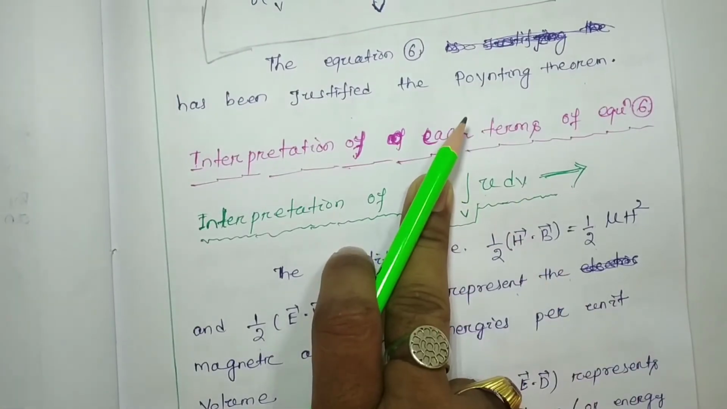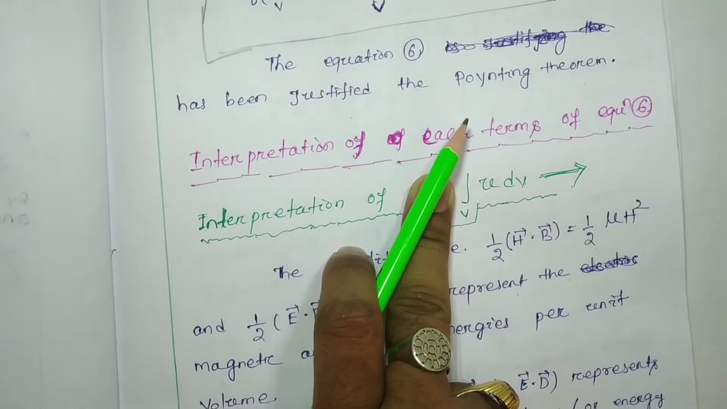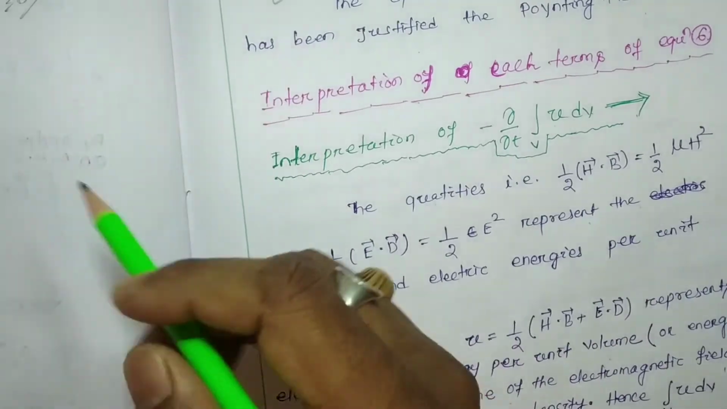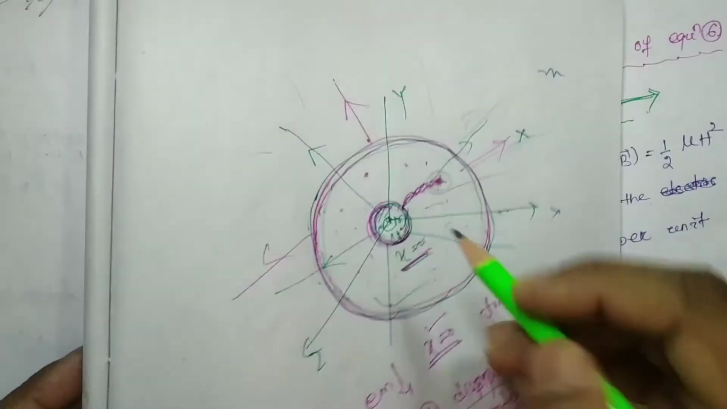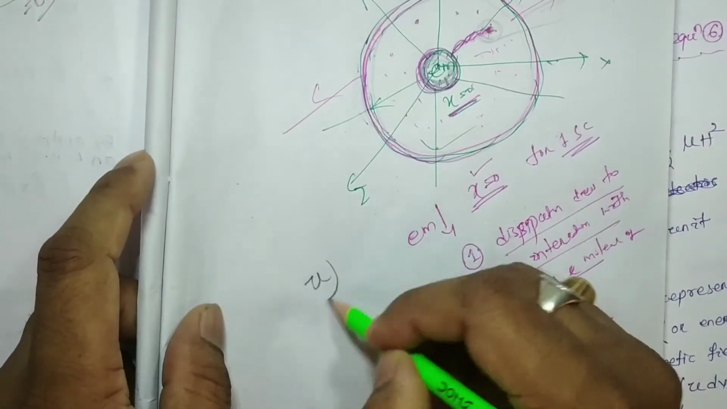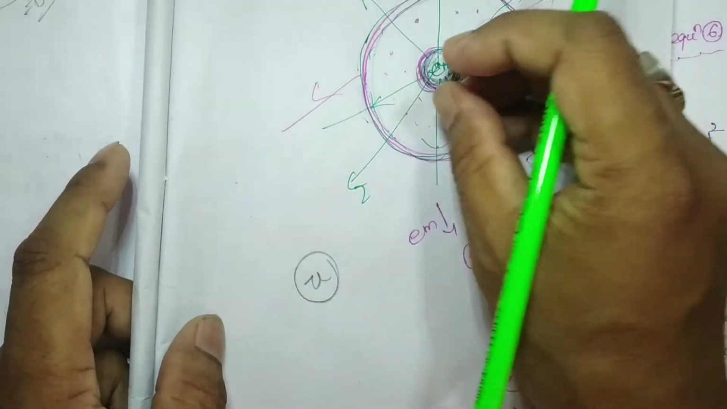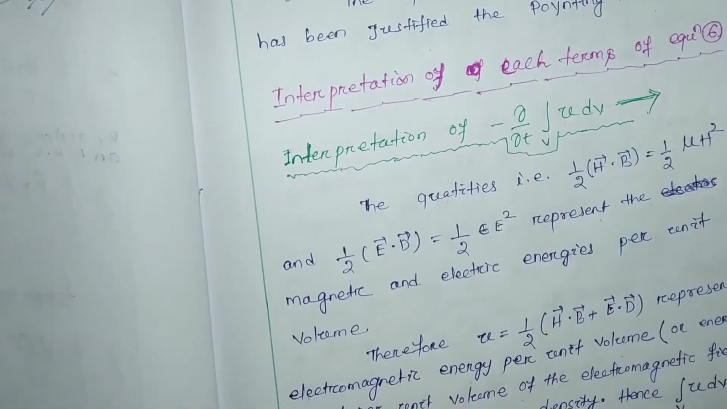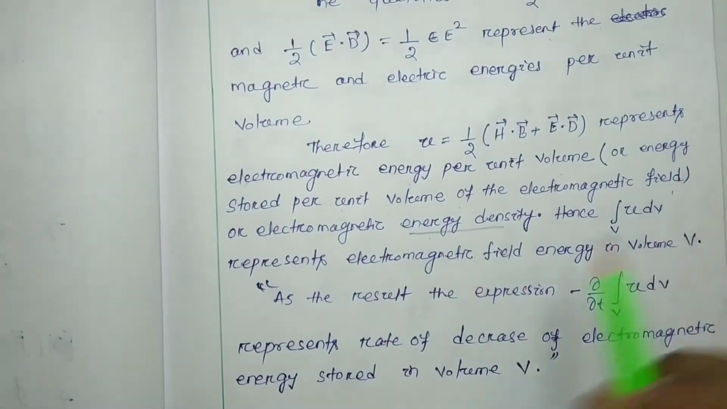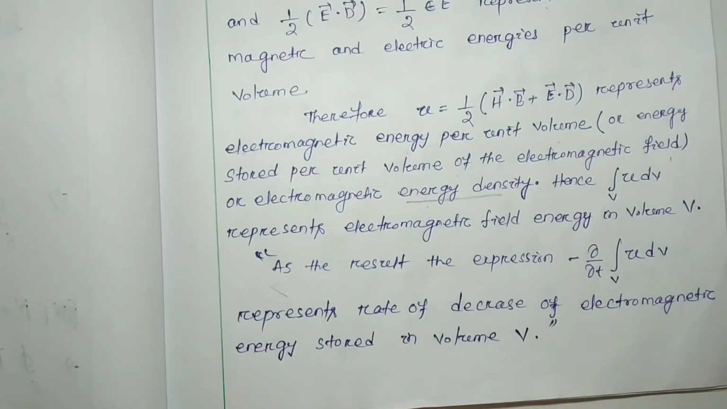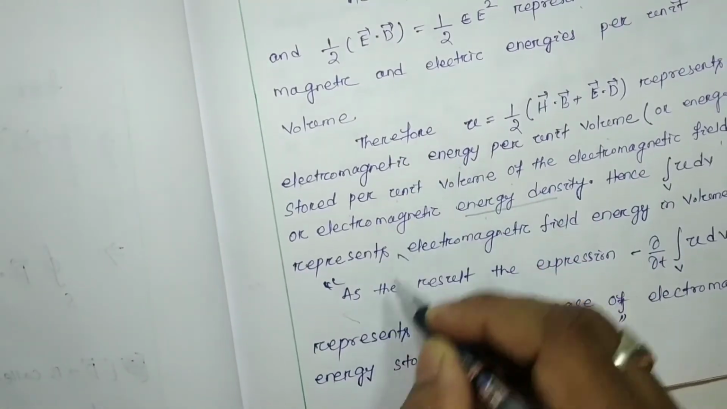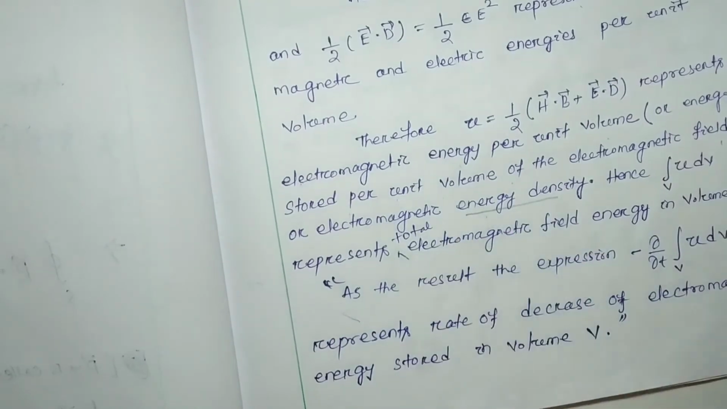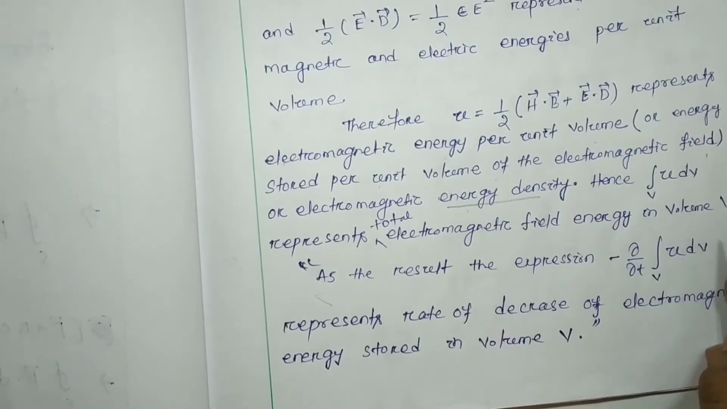So if I take its volume integration, then it will be the total electromagnetic energy inside the volume, that is your U. That means U amount of energy, the total amount of energy present inside the volume, is what it is telling. Hence the integration of u dV represents the total electromagnetic field energy in the volume V.